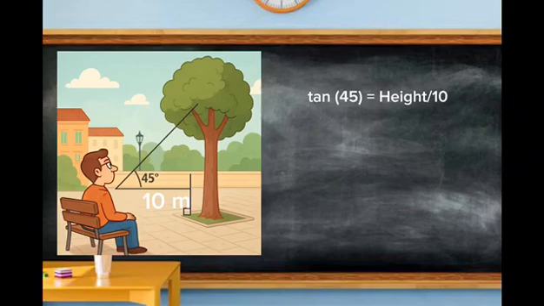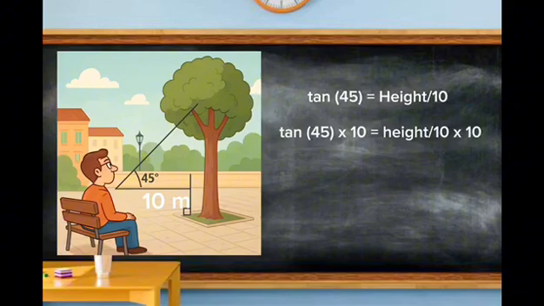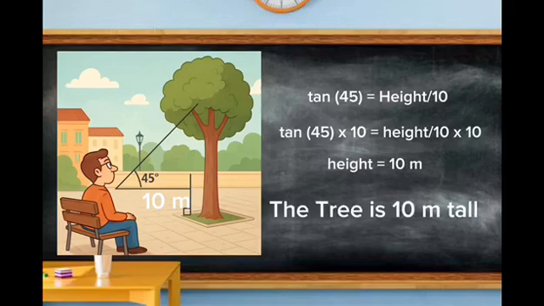And to get the height, we will just multiply both sides by 10 meters. So height is equal to tangent 45 multiplied by 10. So the answer is 10 meters. Now, we get the answer that the tree is 10 meters tall.